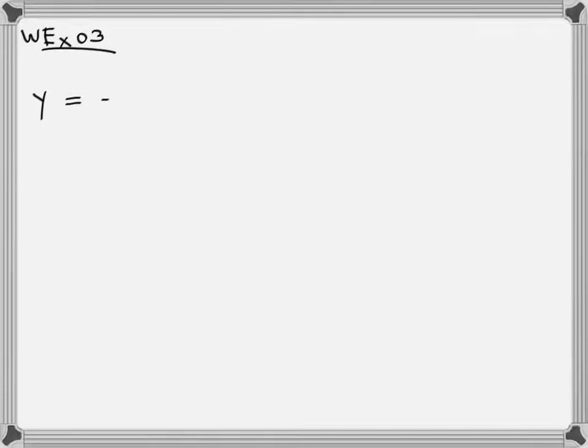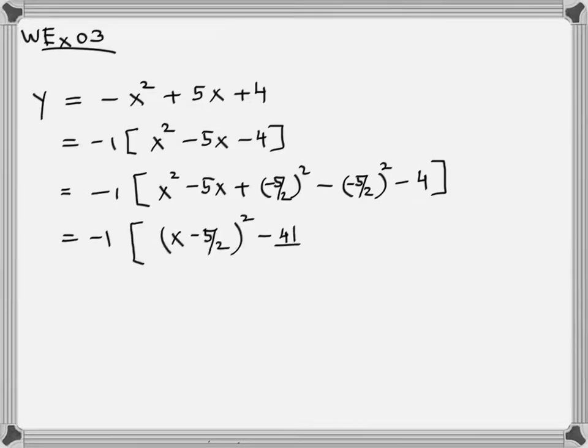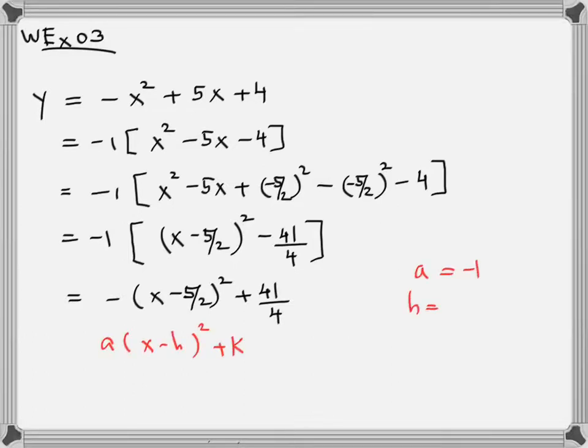Third example. This time, the coefficient of x square is negative 1. Even a negative is not acceptable. It is a must that the coefficient of x square should be 1. Second, that constant that you are adding and subtracting is in fractional form. Fractions are part of life. There's nothing to worry about. All you have to worry about is your algebra. Open up the bracket. Compare with a, x minus h whole square plus k.